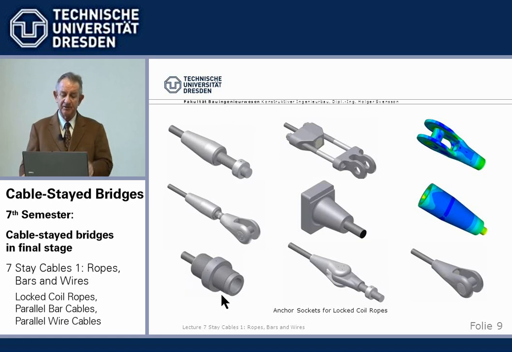Now, how do we anchor the locked coil ropes? Basically, the inside I come to later, we have normally for our big bridges cylindrical anchor heads. They can either have a thread on the outside and a support nut, or they are supported on shims. The same type can also have what we call a hammerhead.